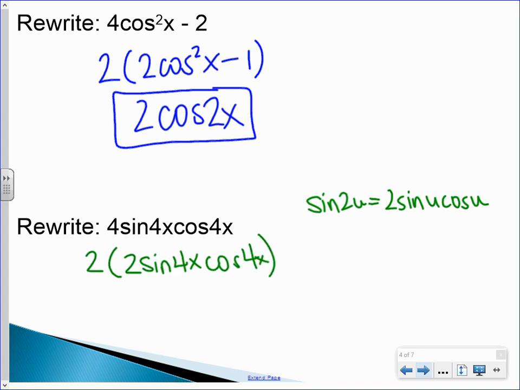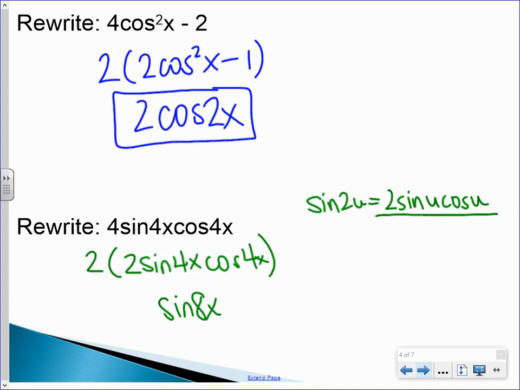Now this right here looks like our formula. So if we're going to apply our formula, if 2 sine u cosine u changes to sine of 2u, what is 2 sine 4x cosine 4x going to change into? Chris? Sine of 8x. Chris said that would change into sine of 8x. How do you feel about that?